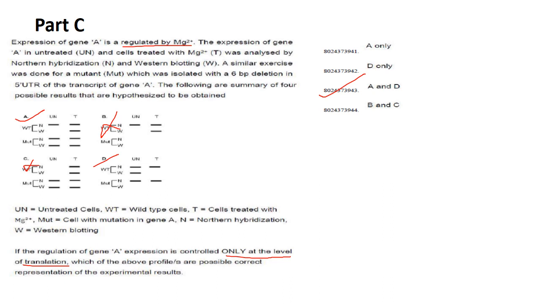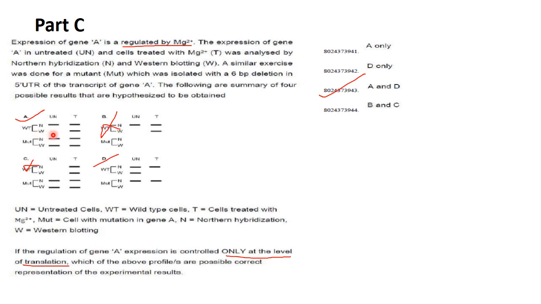But if you see A and D, A is having bands for RNA in northern blotting in untreated and treated samples, both in mutant and wild type. Similarly, here also northern blotting is having bands in treated and untreated samples. Now coming to the western blotting. They have told that Mg2 is regulating at the translational level, that is at the protein level. So if you see the first case here, Mg2 positive is added, then translation takes place.